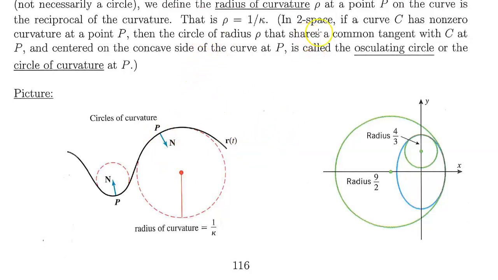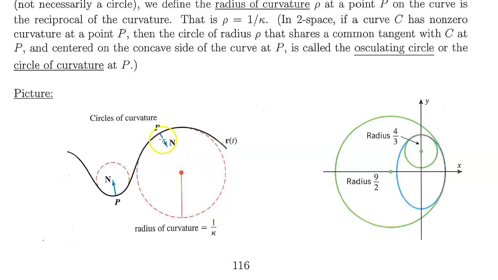In fact, in 2-space, if a curve C has non-zero curvature at a point P, then the circle of radius rho that shares a common tangent with C at P and is centered on the concave side of the curve at P is called the osculating circle, or the circle of curvature at P. Now that's kind of a mouthful, but what does that really mean? Well, it means at this point P, really any point P, we can draw a circle, sort of a circle of best fit, that fits the curve best. Notice this circle really hugs the curve nicely right there at this point P. And we need a fairly big circle to make it hug nicely, right?